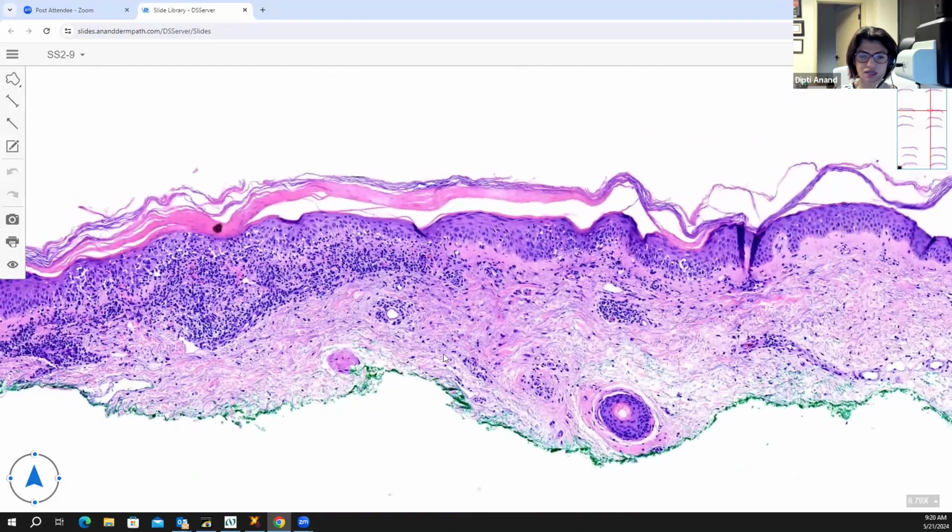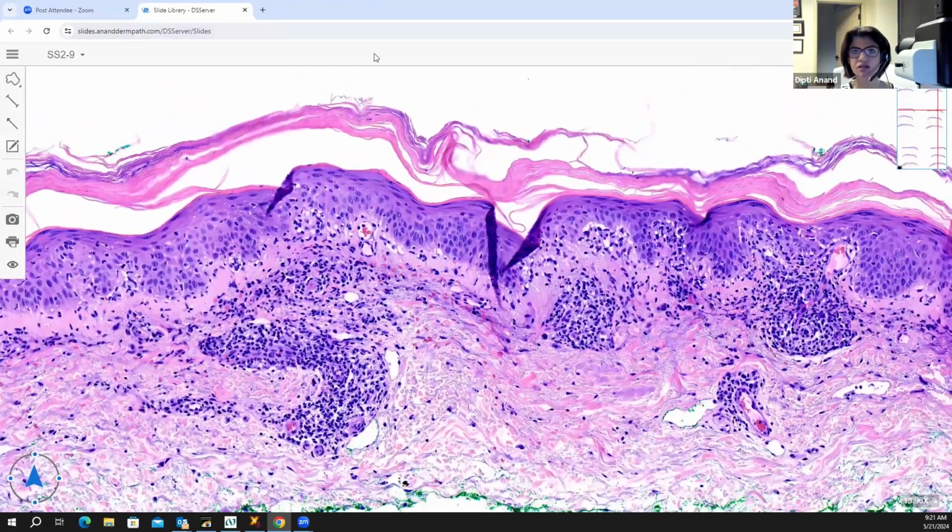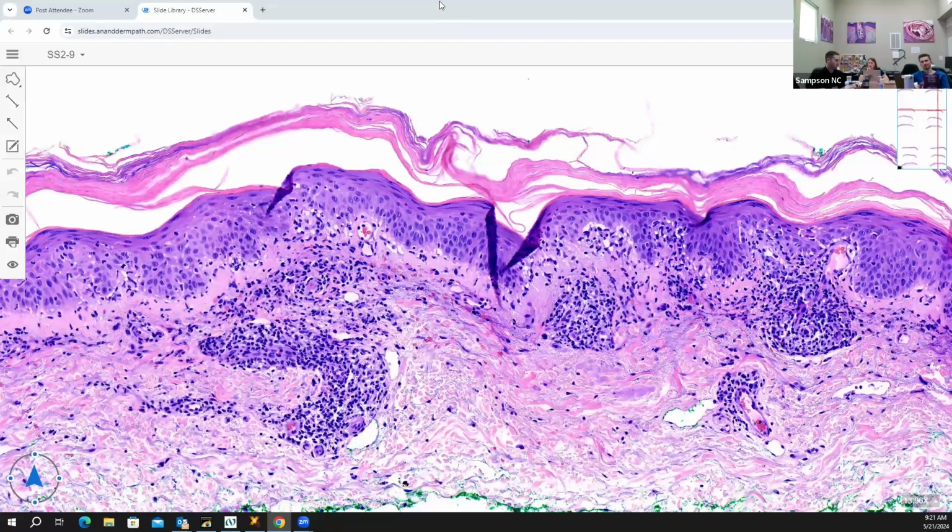Sorry, guys. Again, going to leave you guys 1 minute. Have a look at this biopsy and we'll be right back. Sorry, guys. Okay.